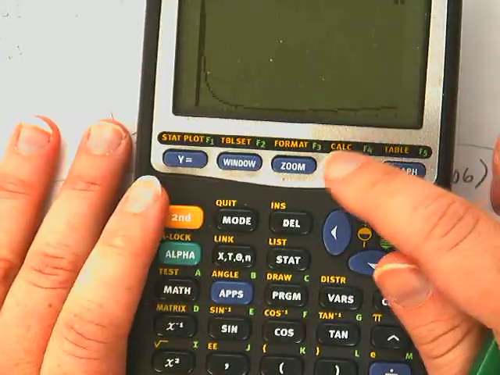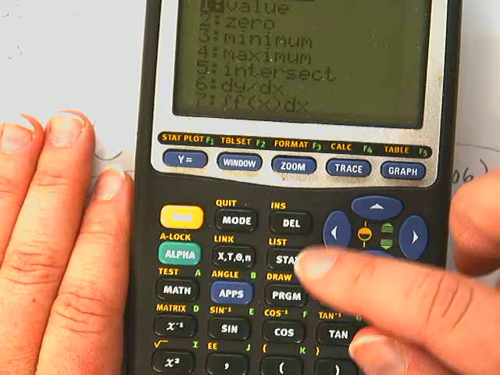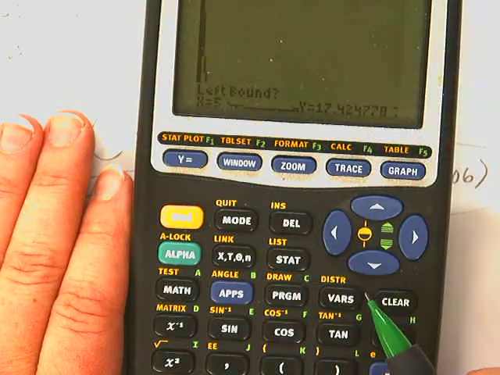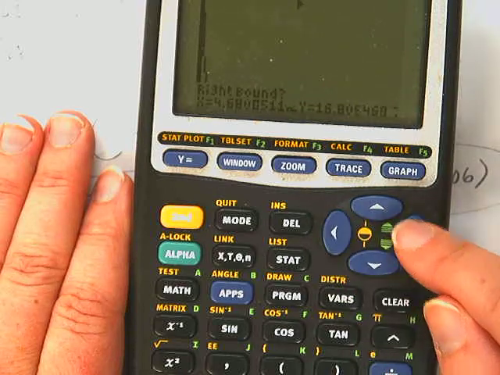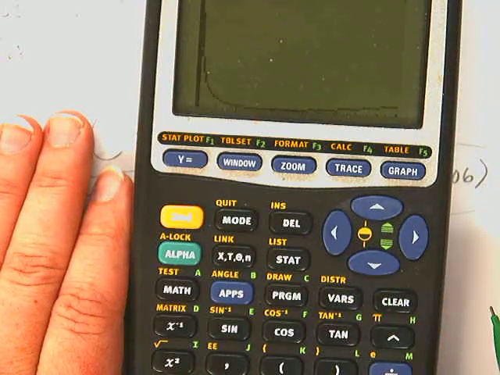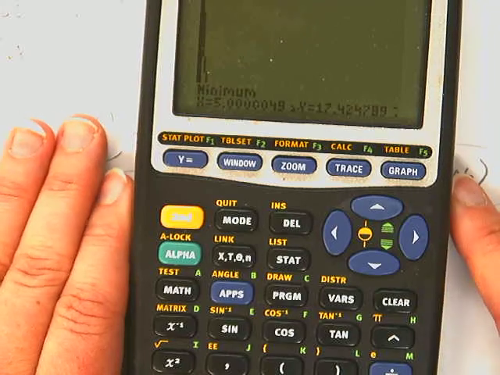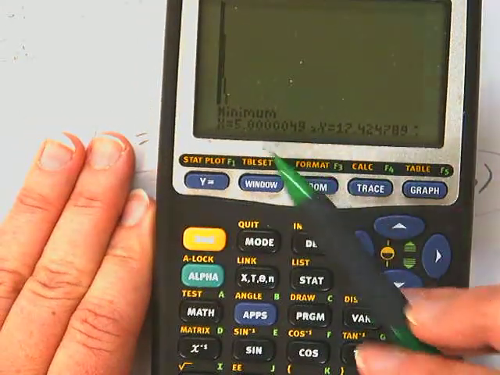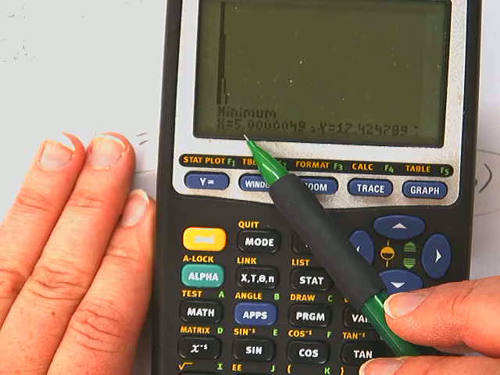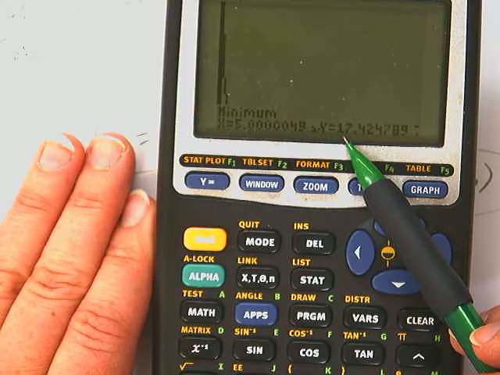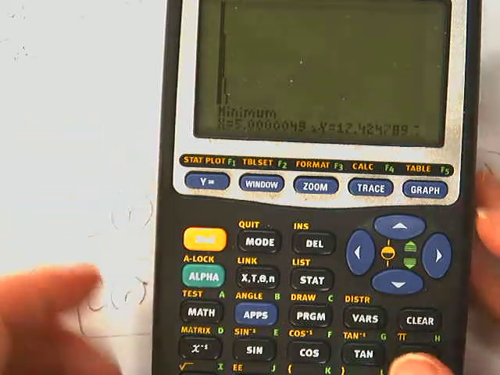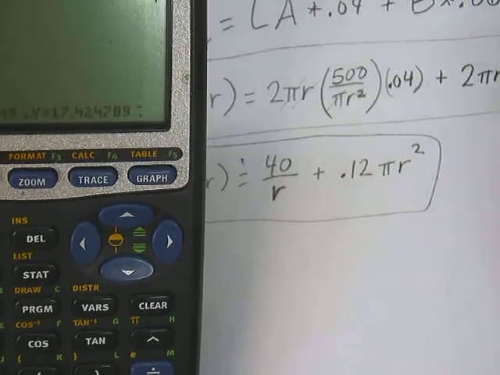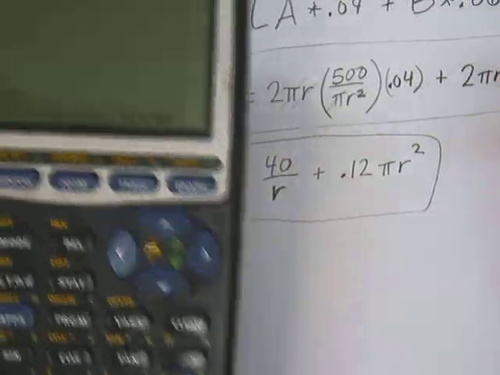Graph C. For what value of r is cost a minimum? Thank you. Okay, so we have to find the minimum of this graph. So we go second, calculate minimum. I don't know if I started the right place. It might not work right. Oh, it did work. So it says the minimum value happens when the radius is 5. The cost ends up only being $17.42, I think.